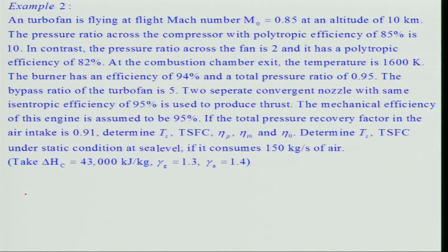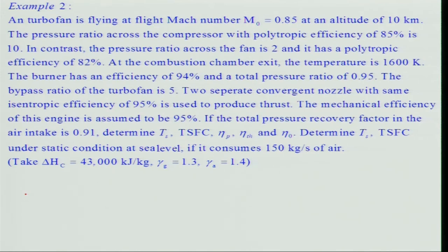A turbofan engine is flying at a flight Mach number of 0.85 at an altitude of 10 kilometers. The pressure ratio across the compressor, with a polytropic efficiency of 85%, is 10. That means the pressure ratio across the compressor is 10, but the total pressure ratio will depend on the fan pressure ratio. In this case, the pressure ratio across the fan is 2. So, the total pressure ratio due to compression will be 20 in this example, which you should keep in mind. This fan has a polytropic efficiency of 82%.